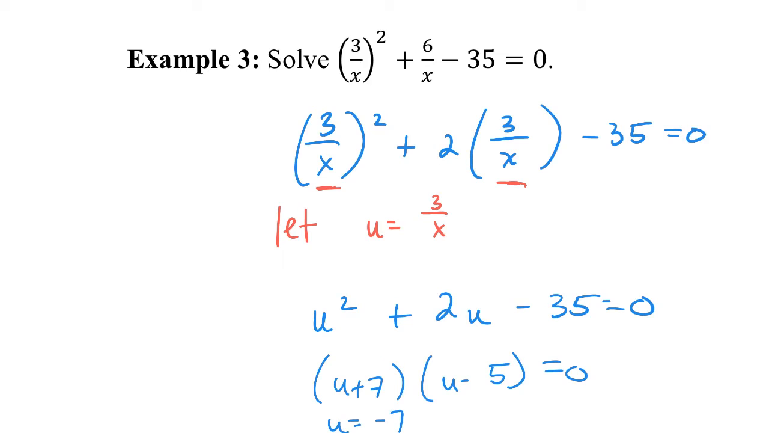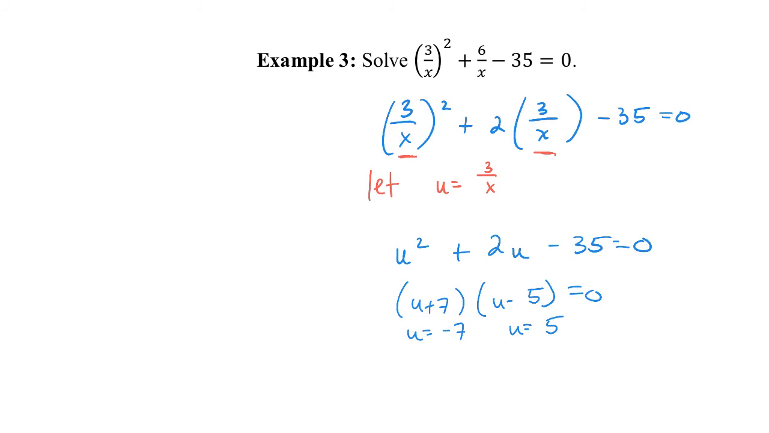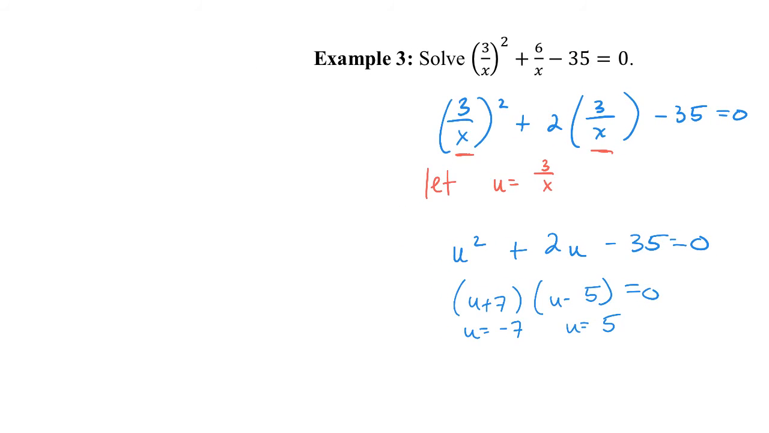So u is equal to negative 7 or u is equal to positive 5. Am I done? Good, I'm not done. I saw a lot of shaking of heads. No, I'm not. I'm not done because now I need to take those values and plug them into my let statement. I will get 2 parts to this.